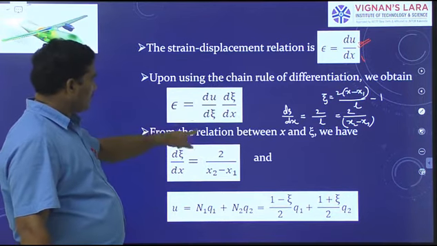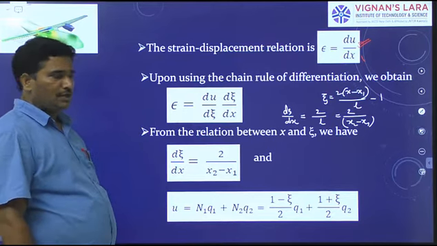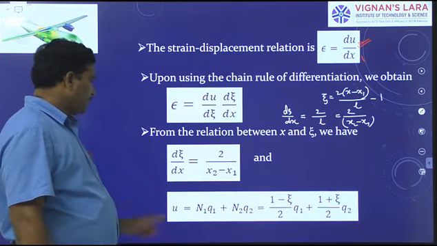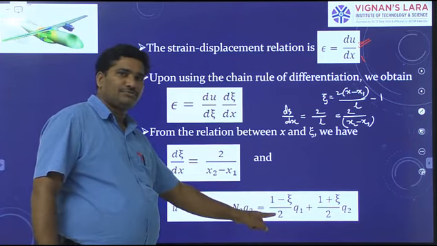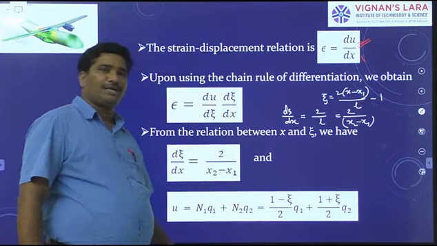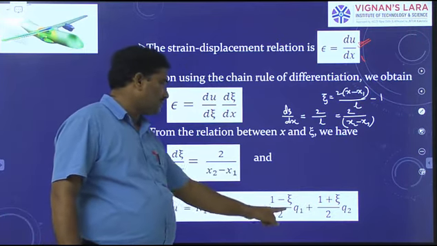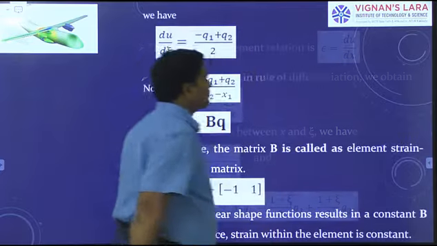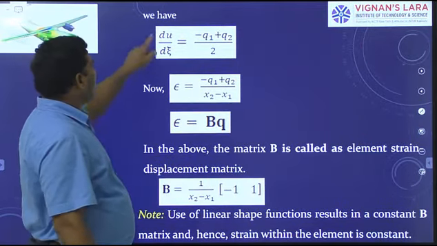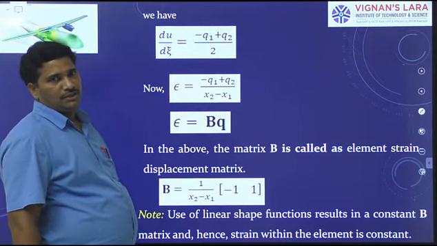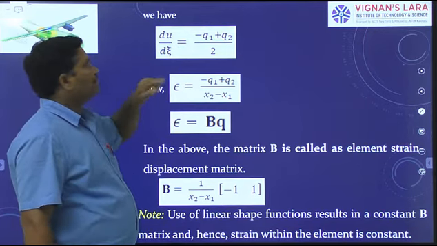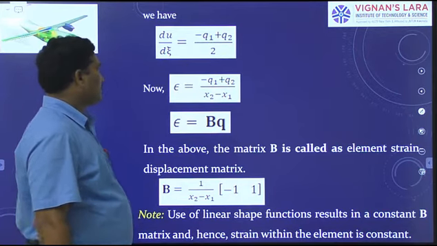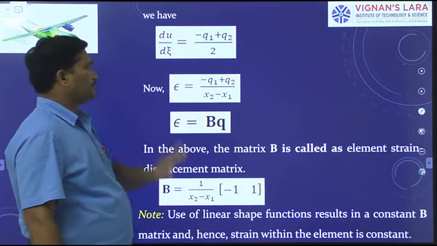Right? Now what we have to determine is du/dξ. But we know that u equals N1 q1 plus N2 q2. What is N1? 1 minus ξ by 2. And what is N2? 1 plus ξ by 2. Therefore, we write u equals (1 minus ξ)/2 into q1 plus (1 plus ξ)/2 into q2. Now differentiate u with respect to ξ. What do you get? Minus q1 plus q2, by 2.